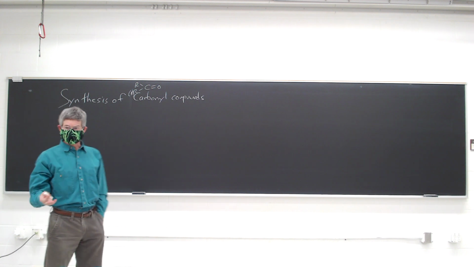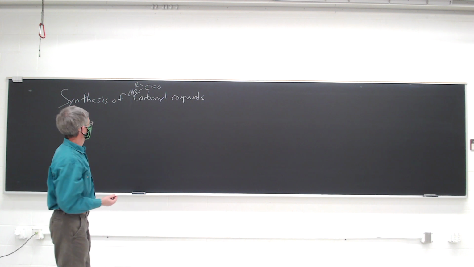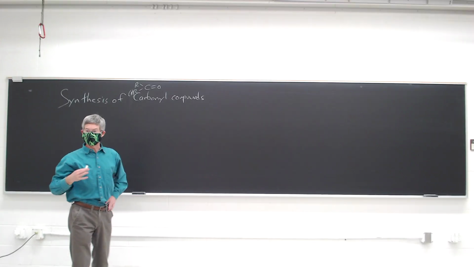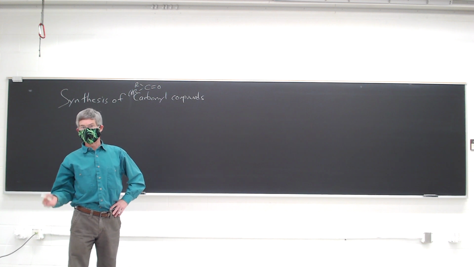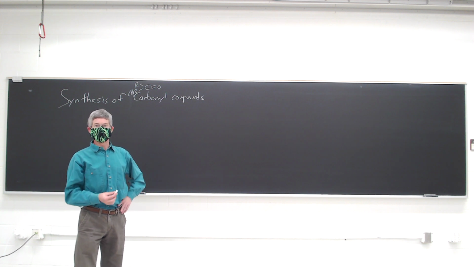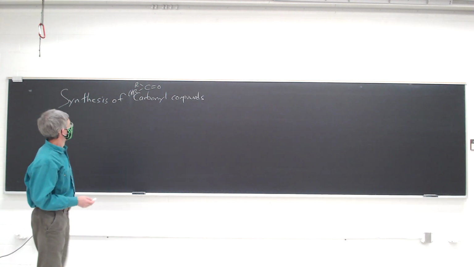If there's a heteroatom like nitrogen or oxygen or chlorine or something else with a lone pair attached, it's referred to as a carboxyl group. So chapters 17 and 18 are about the carbonyl group, aldehydes and ketones. Chapters 19 and 20 are about the carboxyl group, carboxylic acids, amides, esters, etc.